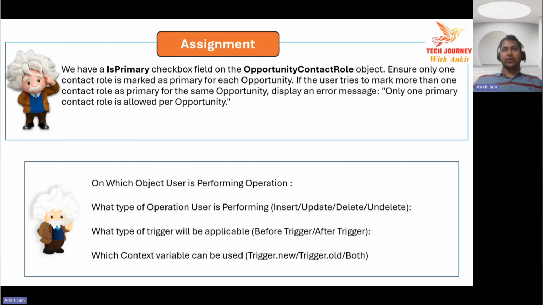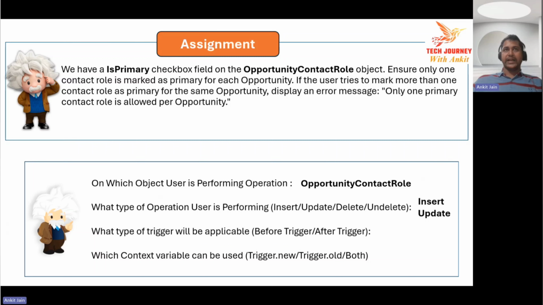The first question that you have to answer, on which object the user is performing the operation. In this scenario, the user is performing the operation on the opportunity contact role object. What kind of operation that user is performing? So here I am assuming that when you write down the trigger, write it for both insert as well as update. What type of trigger you will use?